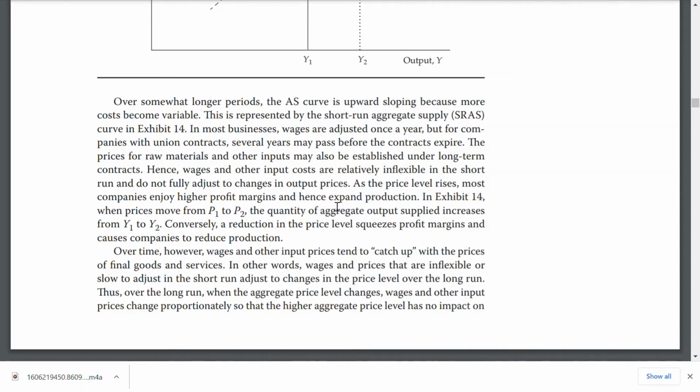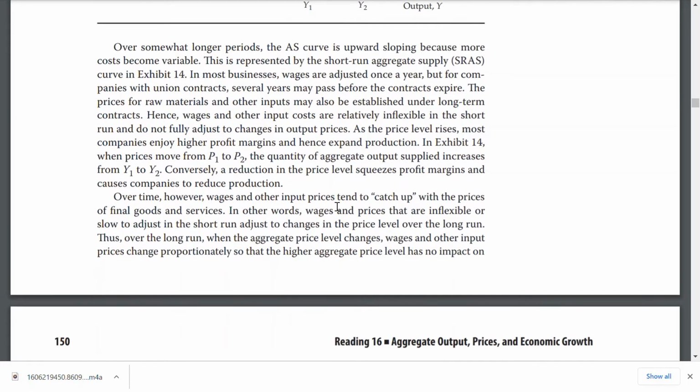Over time, however, wages and other input prices tend to catch up with the prices of the final goods and services. In other words, wages and prices that are inflexible or slow to adjust in the short run adjust to changes in the price level over the long run. Thus, over the long run, when the aggregate price level changes, wages and input prices change proportionally, so that the higher aggregate price level has no impact on the aggregate supply.